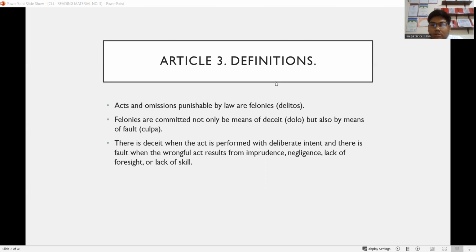Deceit means the criminal act is performed with deliberate intent, like murder. There's evident premeditation, there's intent to kill in murder, and also in stealing. In the crime of theft, there's an intent to gain, or intent to steal. And there is fault or culpa when the wrongful acts result from imprudence, negligence, lack of foresight, or lack of skills. So usually these are the crimes of reckless imprudence resulting to homicide, reckless imprudence resulting to physical injuries, reckless imprudence resulting to damage to properties. Okay, that is fault or culpa.